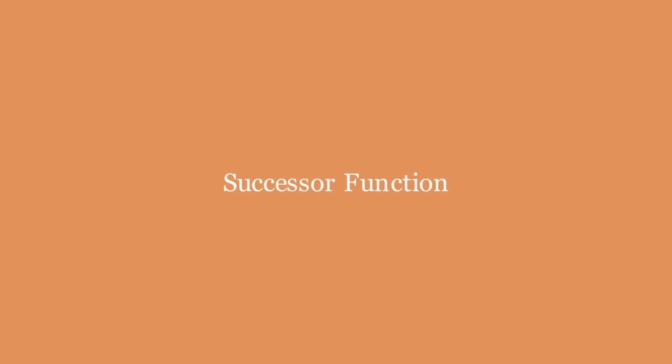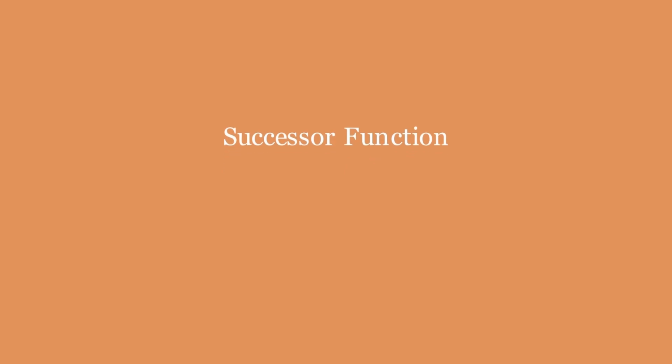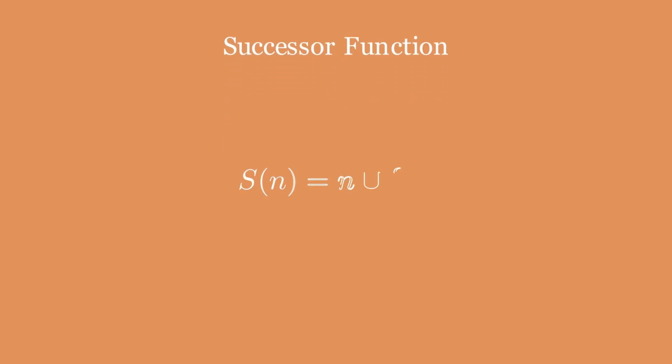To help our intuition, we can describe the successor function as a function that, given a number, outputs the next number after it, namely increments it by 1. Formally, this can be defined as follows. The successor function, denoted as capital S, given a number n, produces another set, which is the union between the number n and the set containing it. We call that number the successor of n.